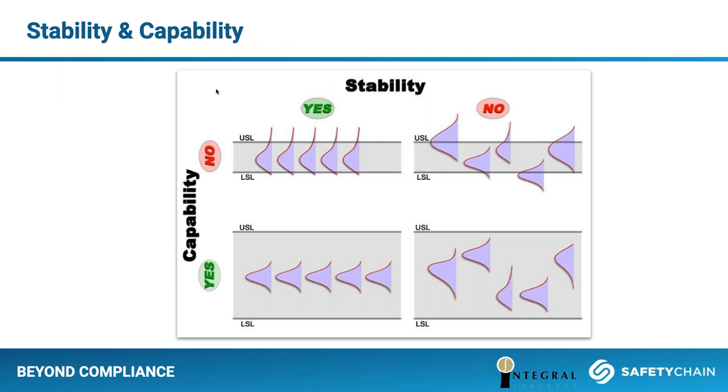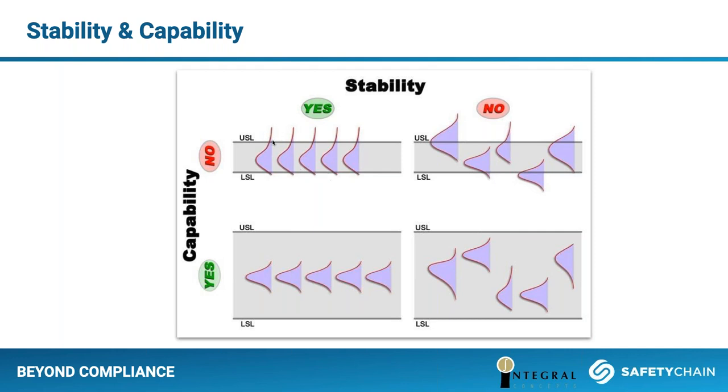But the first thing I want to distinguish between is stability and capability, because a lot of people get them confused. We use SPC to address stability, and then we use capability assessment for capability. But there are four possible situations. If I've got time on this axis, and I look at the distribution over time here in the upper left, I can see the distribution is staying the same over time. So the process is stable.